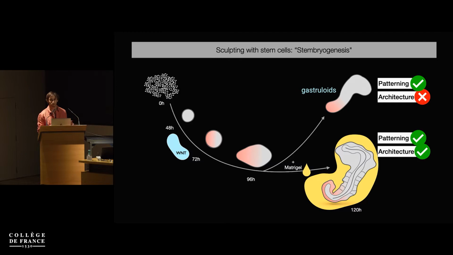So now we get structures that are not only patterned like an embryo without a head, but they really have the stereotypical architecture. They morphologically resemble the core part of the embryonic trunk, and we therefore call them trunk-like structures.